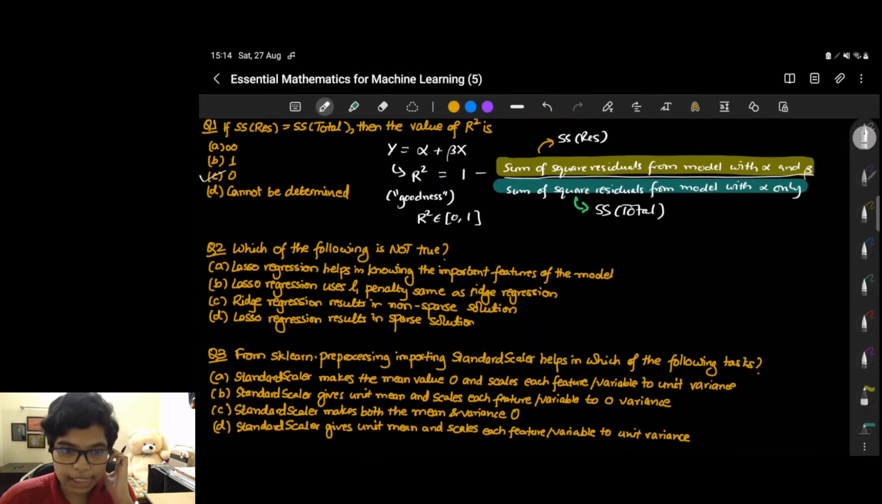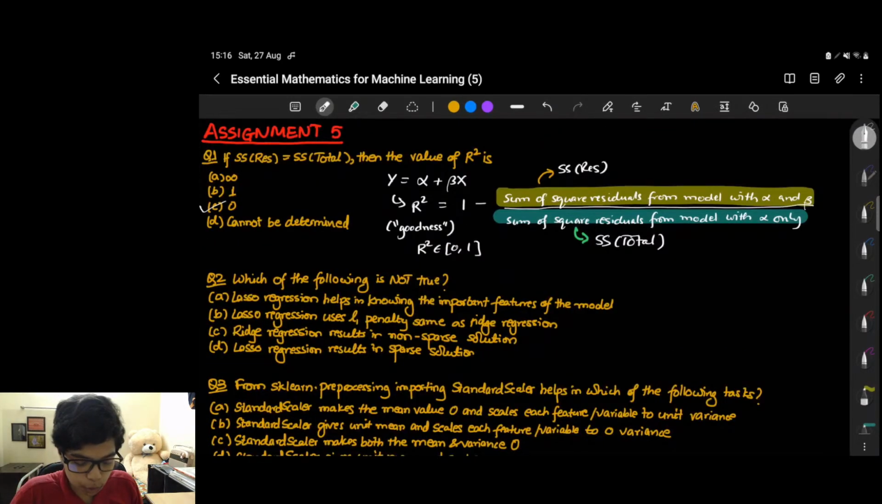By the way, this assignment is also quite simple and quite short, because this week we have also had Python implementation of the concepts. So many of the questions are based on statements regarding Lasso regression and ridge regression. Now I will write it down for you.